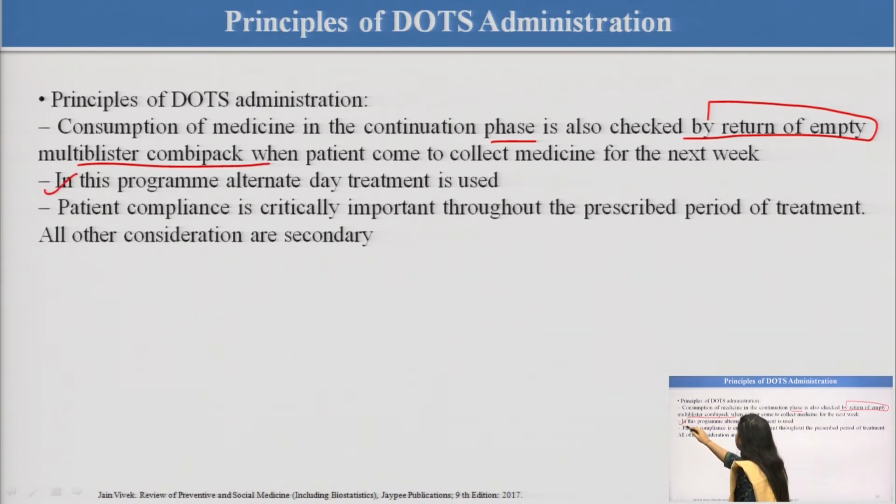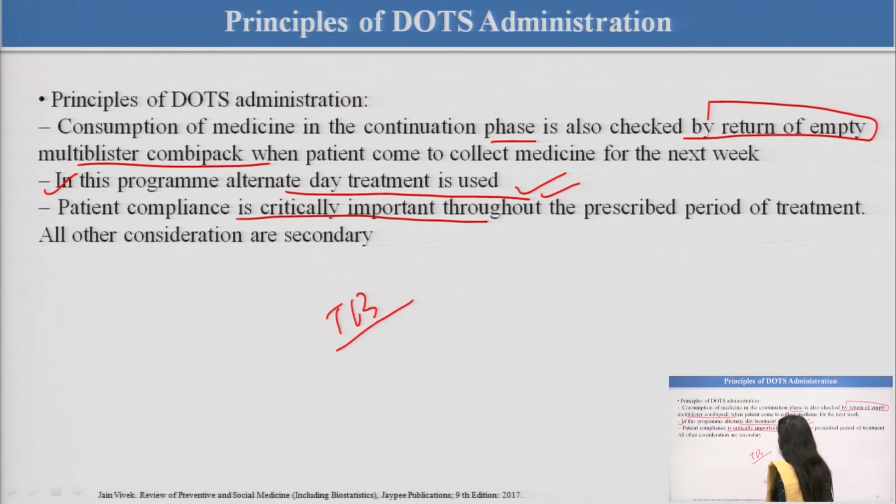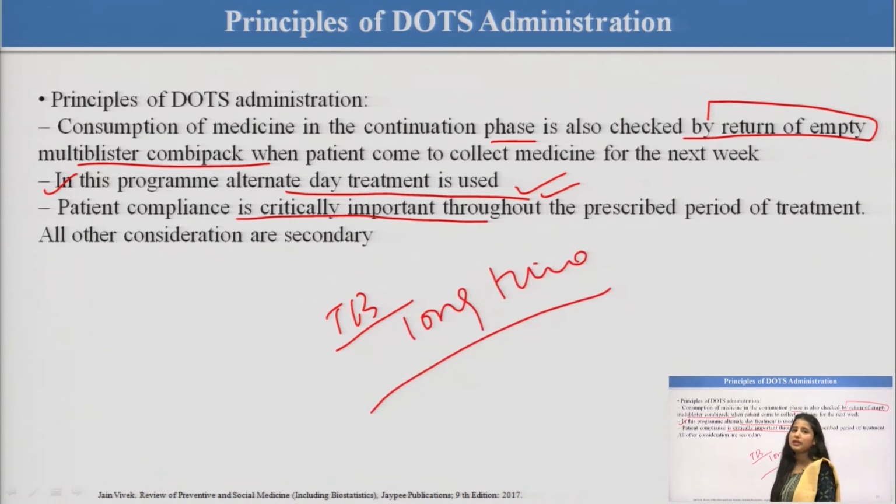In this program alternative treatment is used. Patient compliance is critically important throughout the prescribed period of the treatment. Why are we doing this? Because TB treatment takes a long time. Just because of the long time, patients are not following the compliance. So, we need someone to directly observe the patient, directly observe the therapy, so that we can improve the compliance. The patient should not reach the stage of resistance. So, this we are improving here by implementing the DOTS therapy.